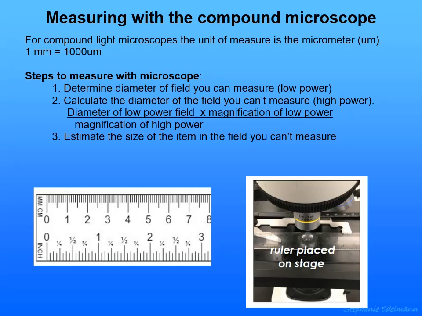And so we calculate that. And the way you calculate that is you take the diameter of the low power field that you just measured with the ruler, and you multiply it by the magnification of the low power, and then you divide it by the magnification of the high power. And that gives you the size of the field that you can't measure, so the diameter of the field under high power. And that's the first thing we're going to do. And I'm going to walk you through that a little bit because students tend to get really hung up with that one.